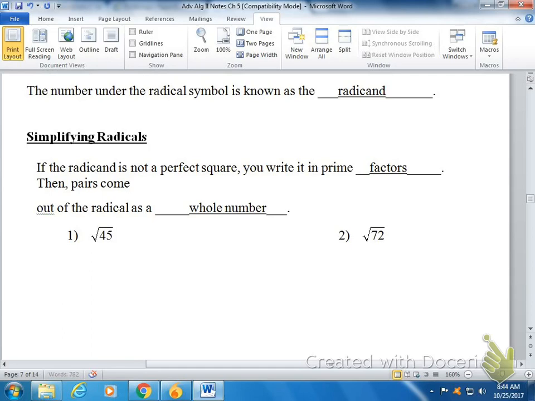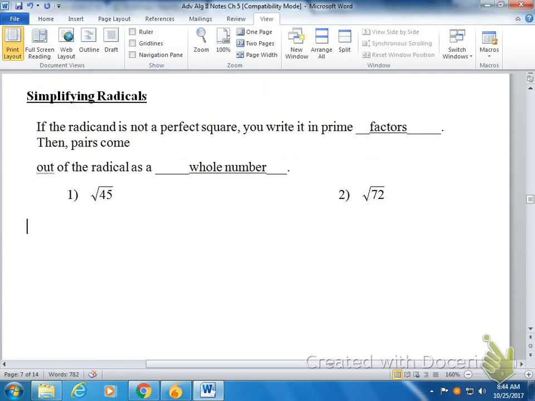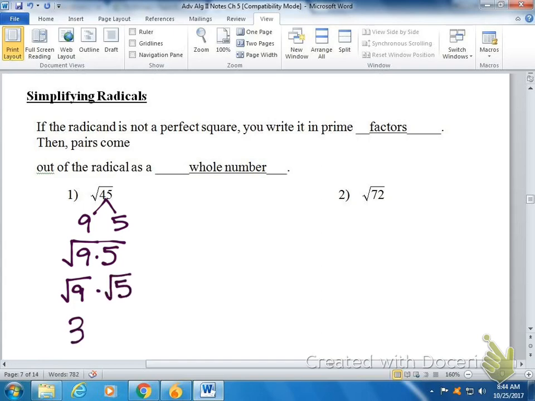So we're going to see the following. I'm going to do this in two different ways. I might show you a way that you have not learned before, so just be patient with me. 45 breaks up into 9 and 5. And because 9 is a perfect square, I can break the square root of 45 into the square root of 9 times 5. I can also separate those into the square root of 9 times the square root of 5, and the square root of 9 becomes 3. The square root of 5 is not perfect, so I just leave it as 3 root 5, or 3 times the square root of 5.